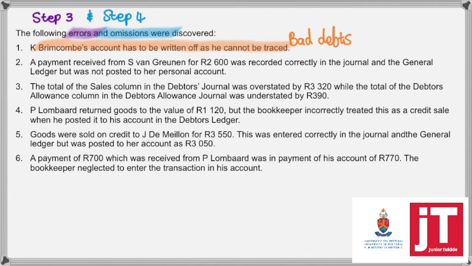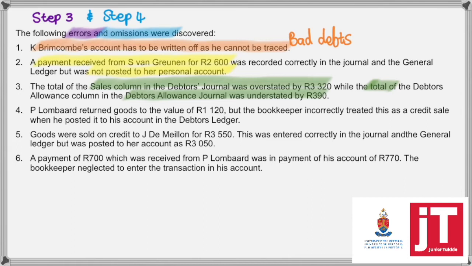Number 2, a payment received from S. van Greenen for R2,600 was recorded correctly in the journal and the general ledger, but was not posted to her account. So the personal account is an error, so therefore it goes to the list only. So van Greenen's account would have had to be reduced by R2,600.